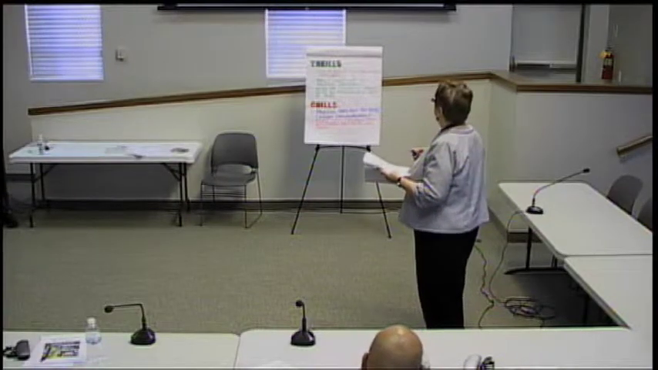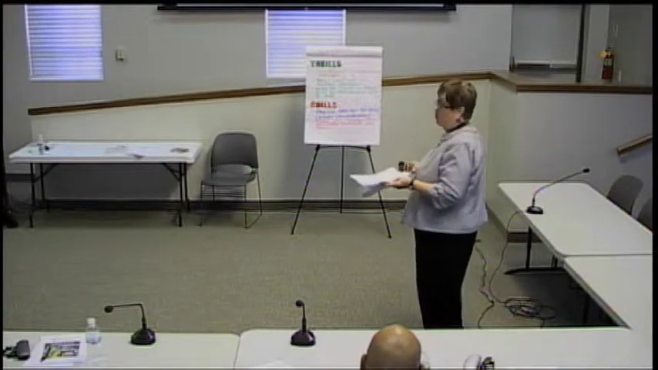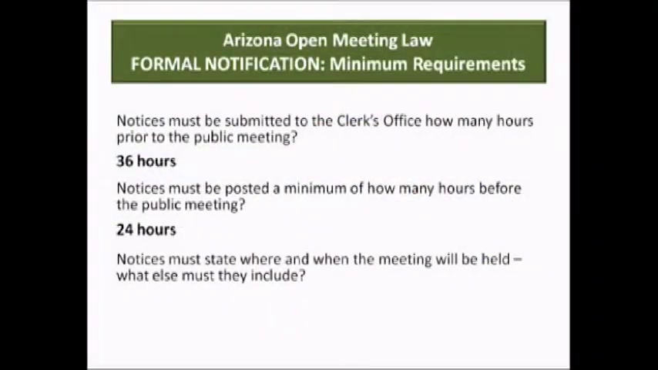But anyway, the notices have to be posted 24 hours before the public meeting. That's why you have to get it to the clerk prior to that. And notices state where and when the meeting will be held. What else do you think has to be on there when you're posting to notify the public about your meeting?